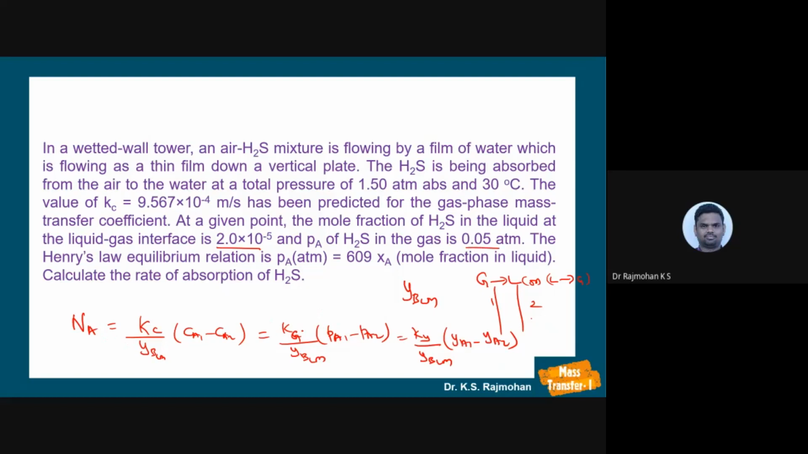In this problem, since the concentration is very low, we have to make use of the correction factor in the flux equation. The flux equation is as per definition: Na equal to Kc into the driving force. When the driving force is concentration the subscript is C, when the driving force is partial pressure we write G, and when the driving force is mole fraction we write Y. That way we define this flux equation, because the mass transfer coefficient is the ratio of molar flux by driving force.